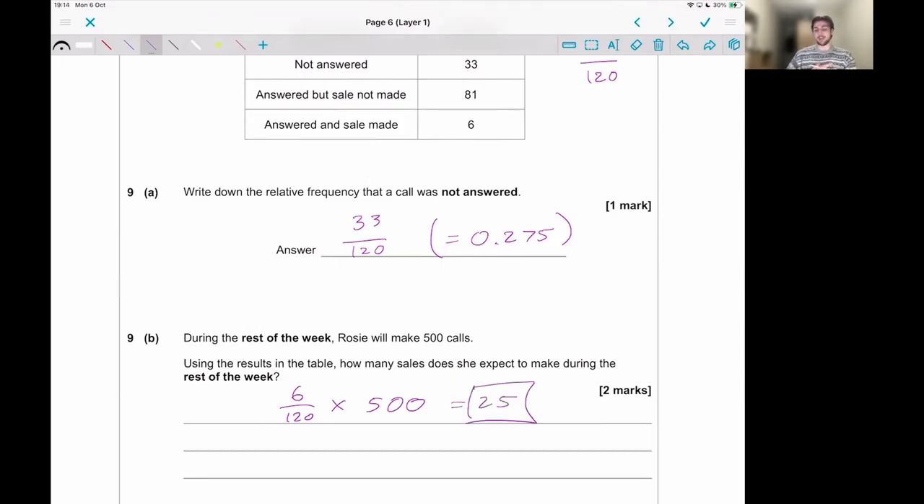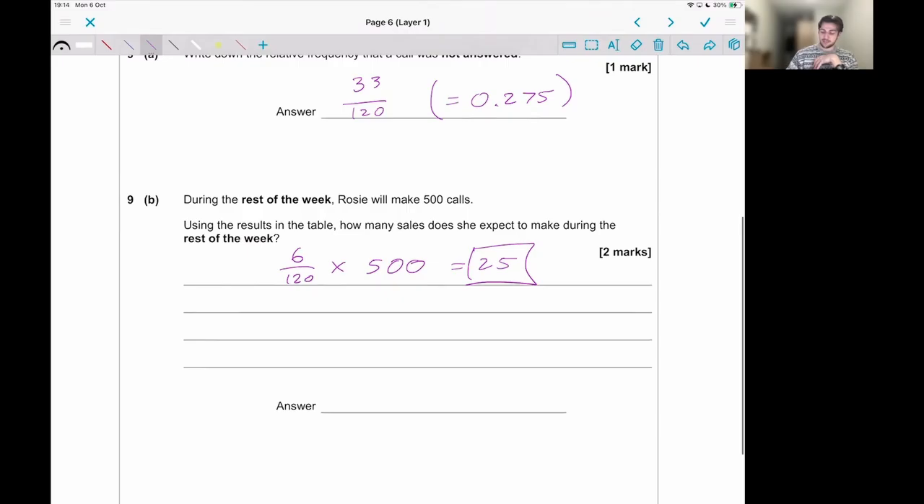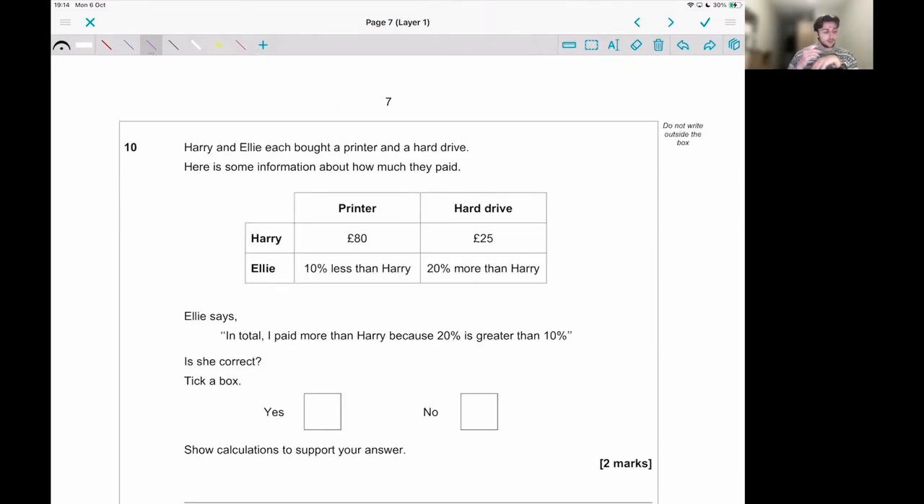So the expected value is the relative frequency times the total. That's all. And that's the end of that question. We can write 25 in our answer box, and we can move on. Question 10.